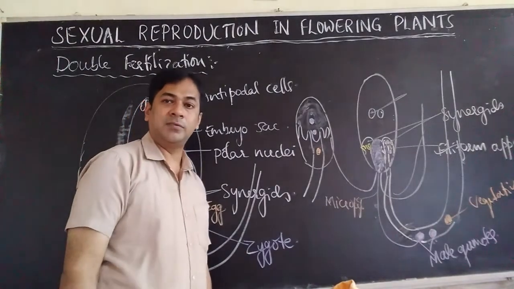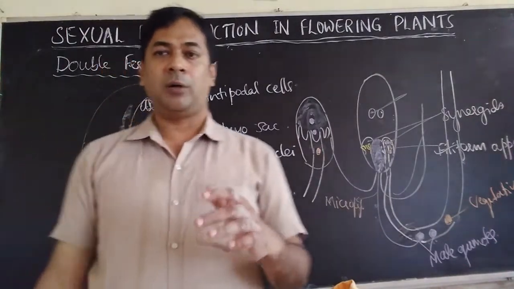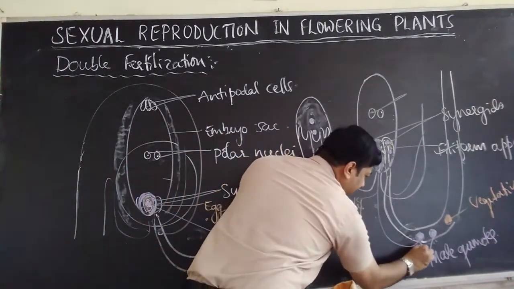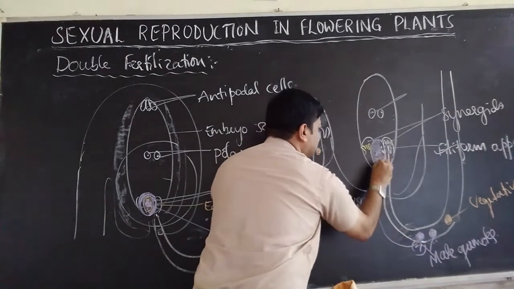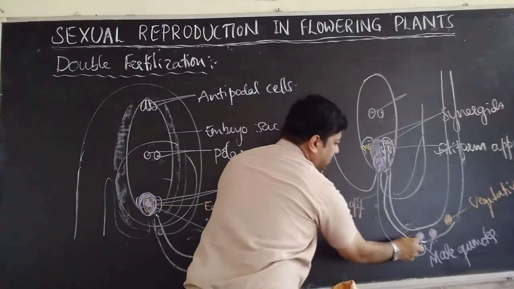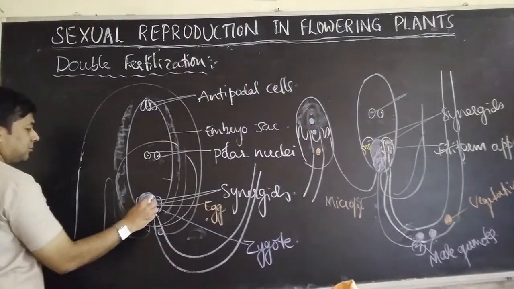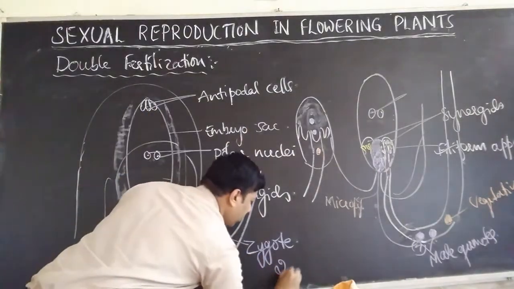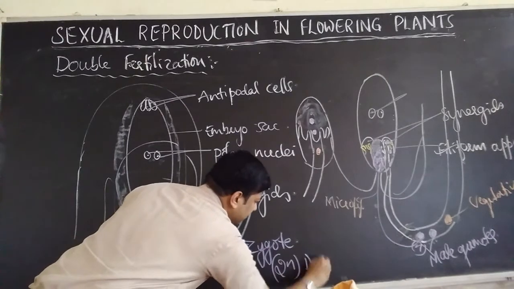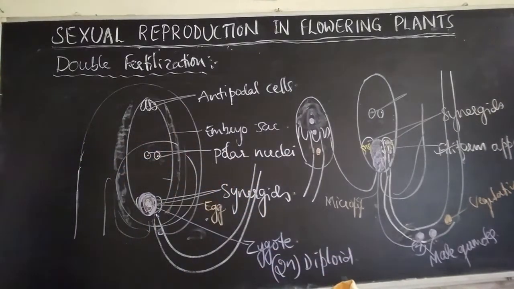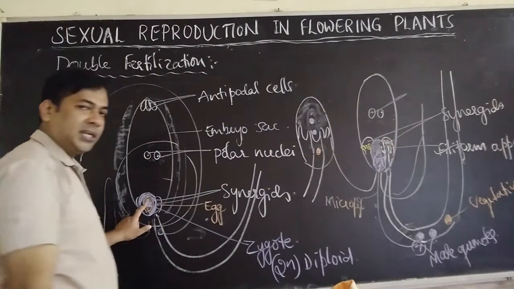What is the ploidy of the zygote? Ploidy means how many sets of chromosomes. This nucleus is N, haploid, and the egg is also haploid. When this N meets N, it becomes N plus N, 2N. So the zygote will be diploid, 2N. This egg becomes the zygote.